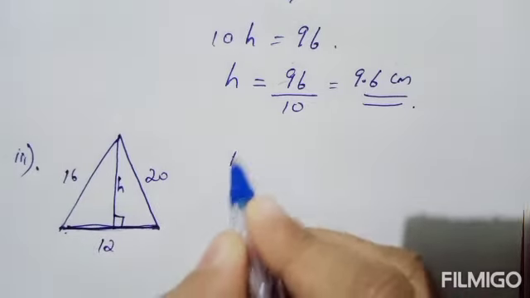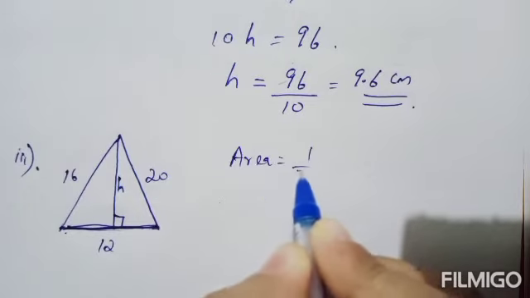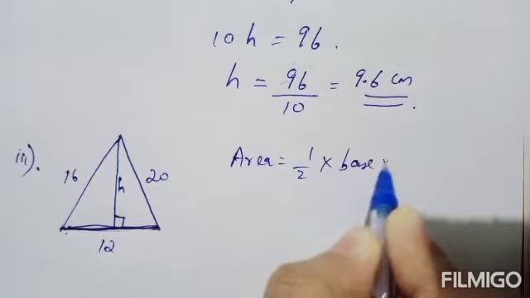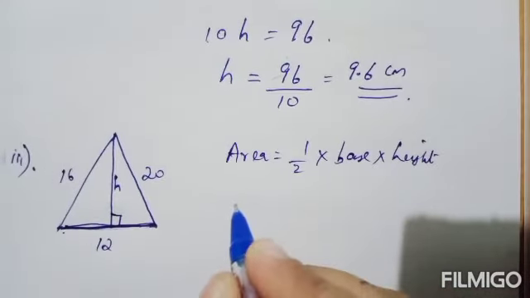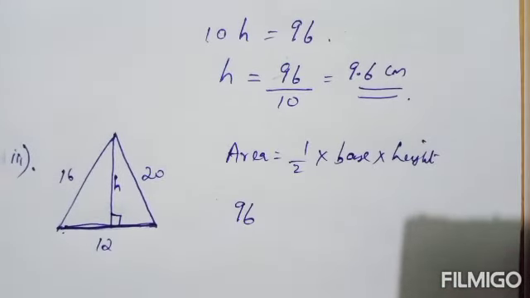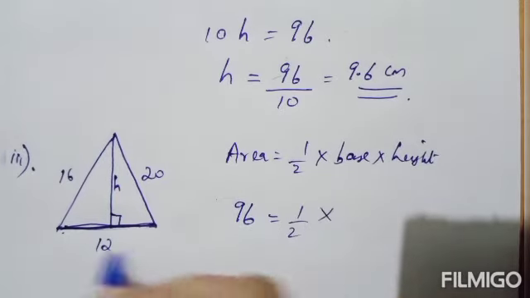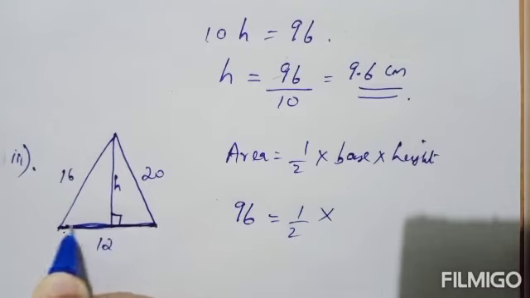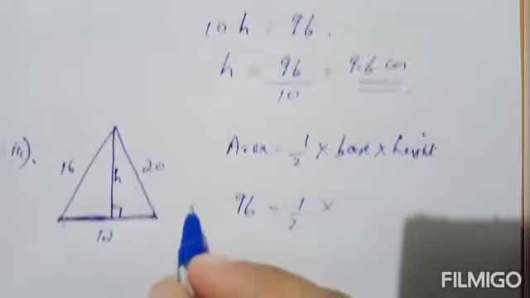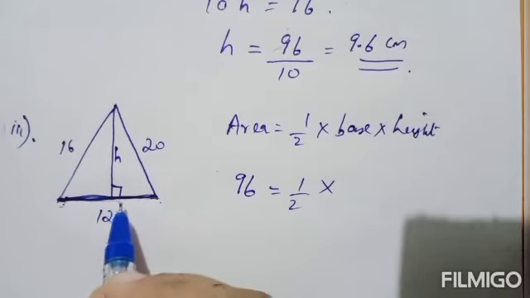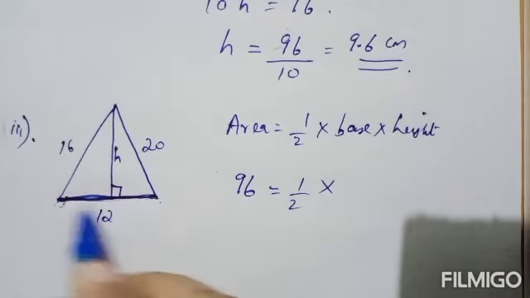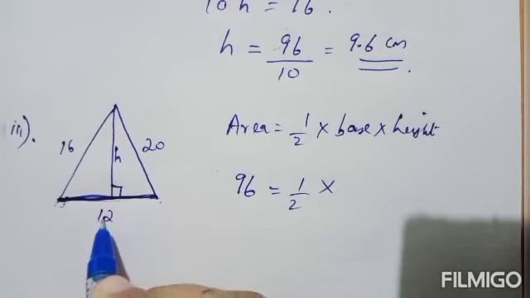Again you can use area equals half into base into height. This formula. The area we got is 96 centimeter square. So 96 equals half into, what we can take as base here, the 12 centimeter side. The corresponding height of the 12 centimeter side we need to find here. So base we can take as the 12 centimeter side.